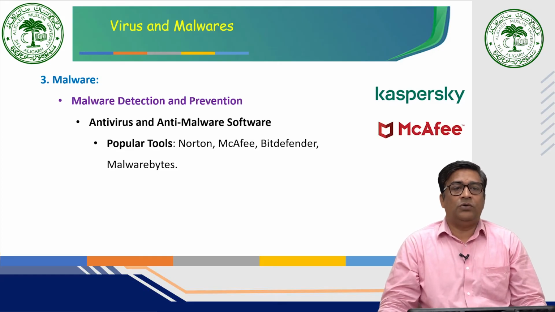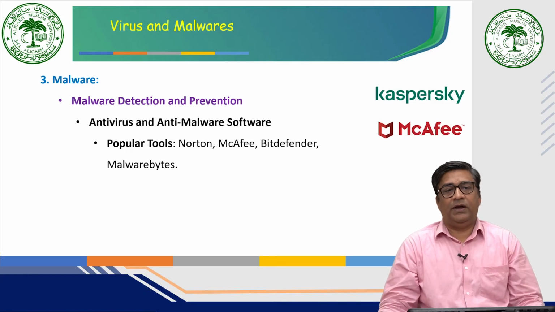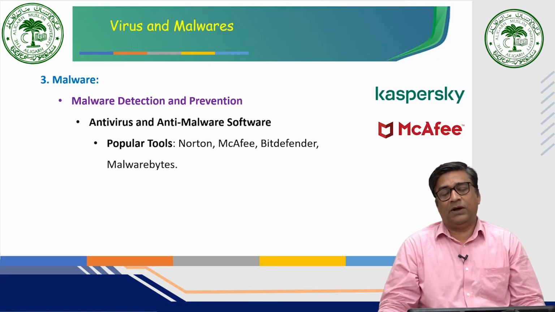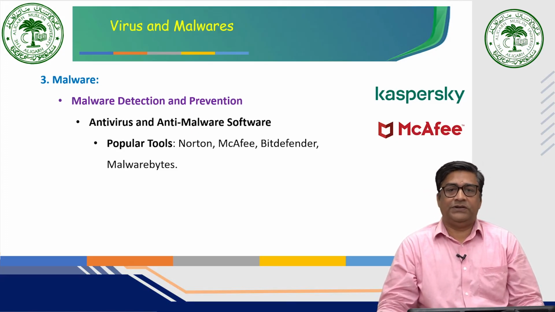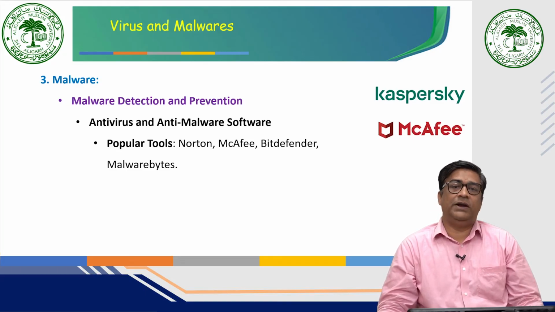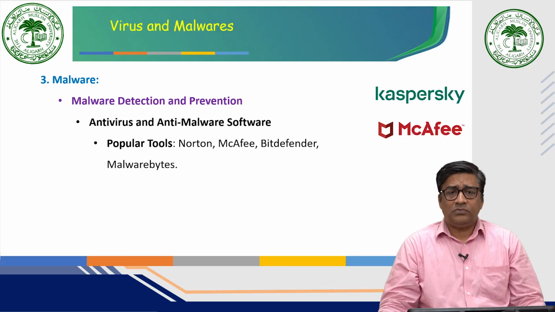So, detection methods, detection and prevention. We already have discussed that we use antivirus software and anti-malware software to detect and prevent malware or viruses. These detection methods, like we have discussed earlier, are used by most antivirus software, like signature-based detection, heuristic analysis, and behavior analysis. All these techniques are normally used by antivirus software to detect and prevent the spread of malware.